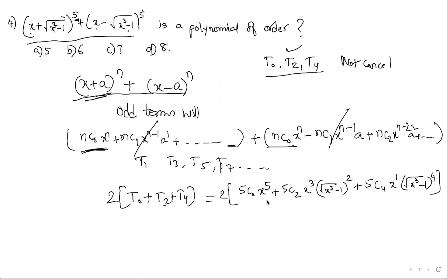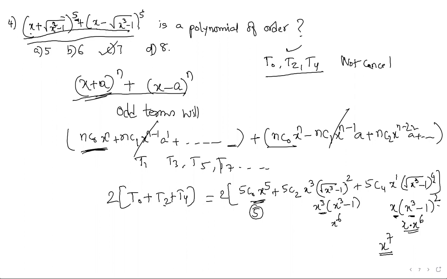So we'll observe from here only. In this term, the power of x is 5. In this, x cube into (x cube minus 1), so the highest power in this is x power 6 only. In this, x into (x cube minus 1) whole square. When you square this, the highest power will be x power 6, and already x is multiplying, so x into x power 6 gives x power 7. So the highest power of x in this expansion is 7. So the polynomial is of order 7. Okay. This is also a fairly straightforward question.